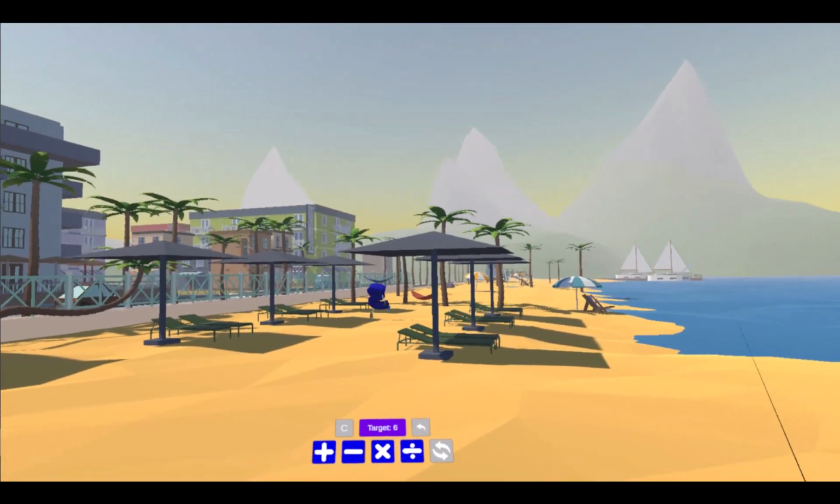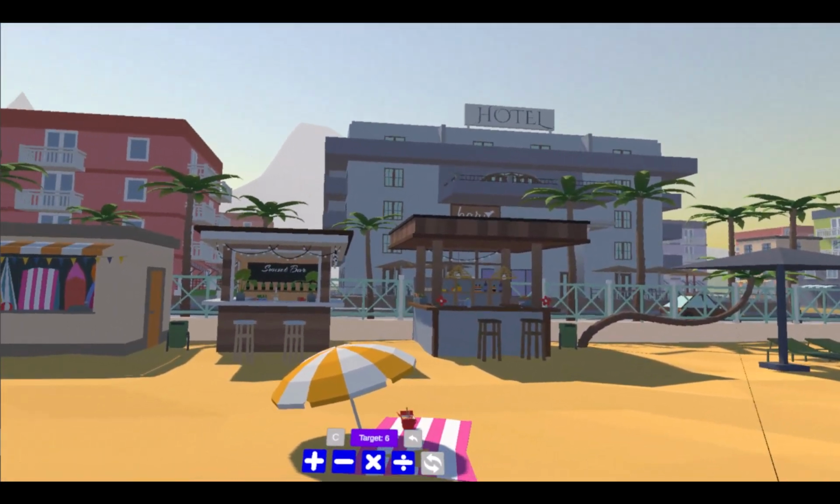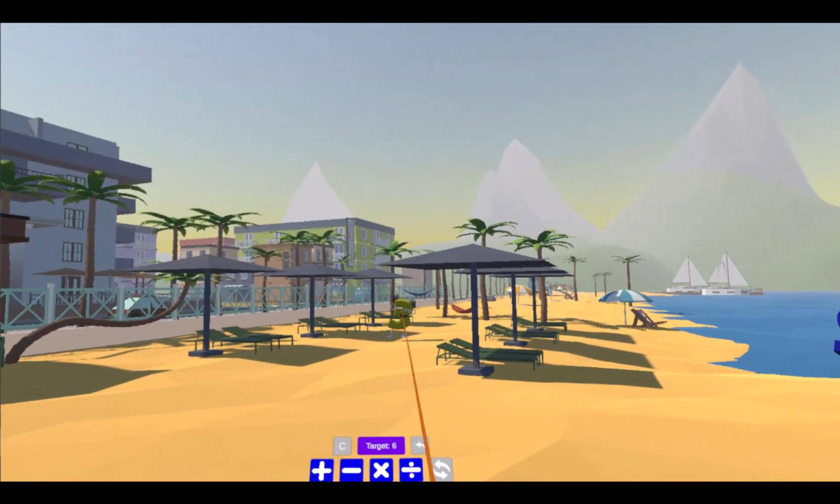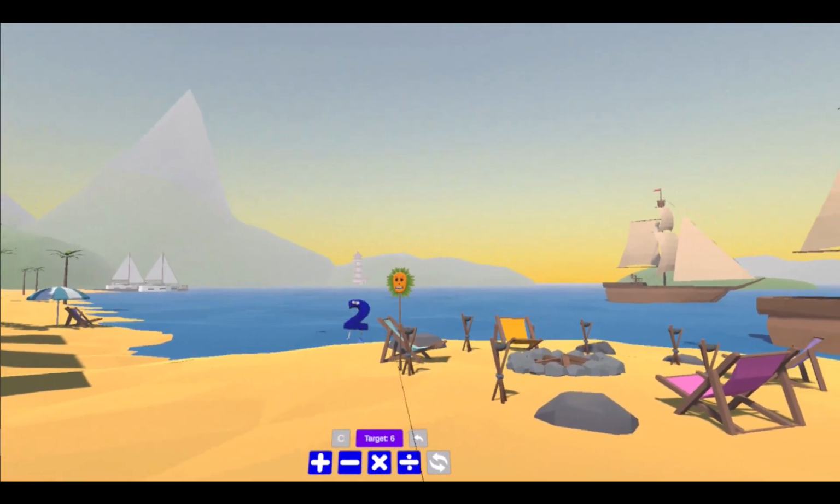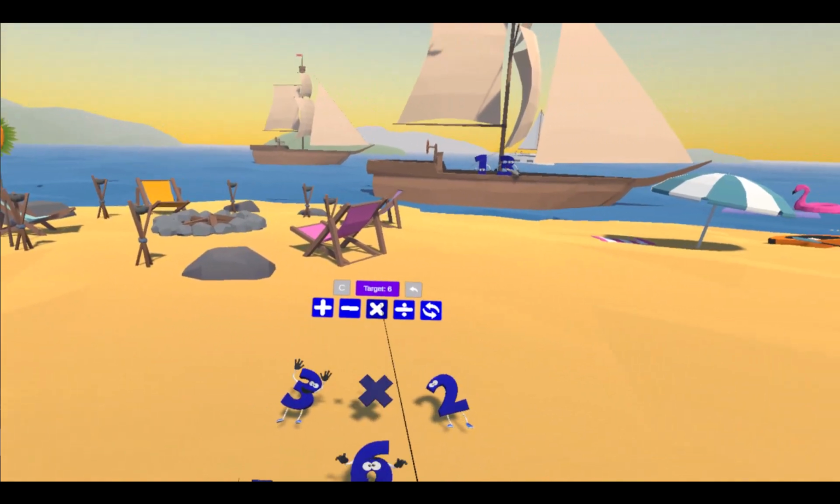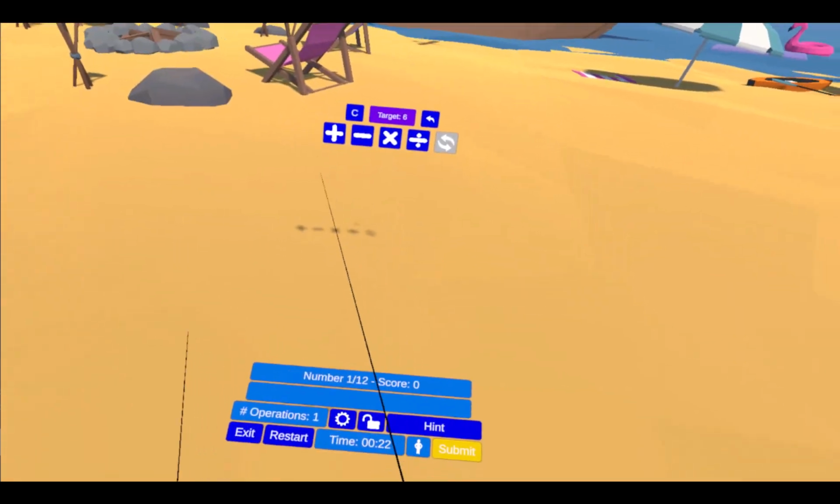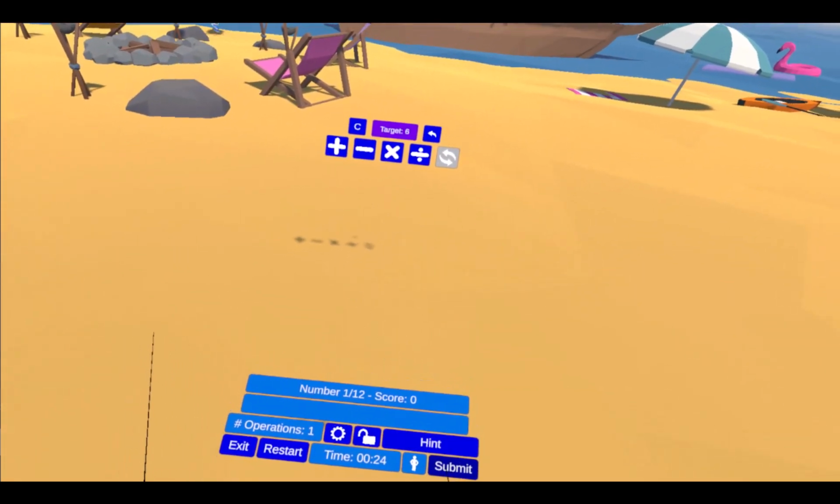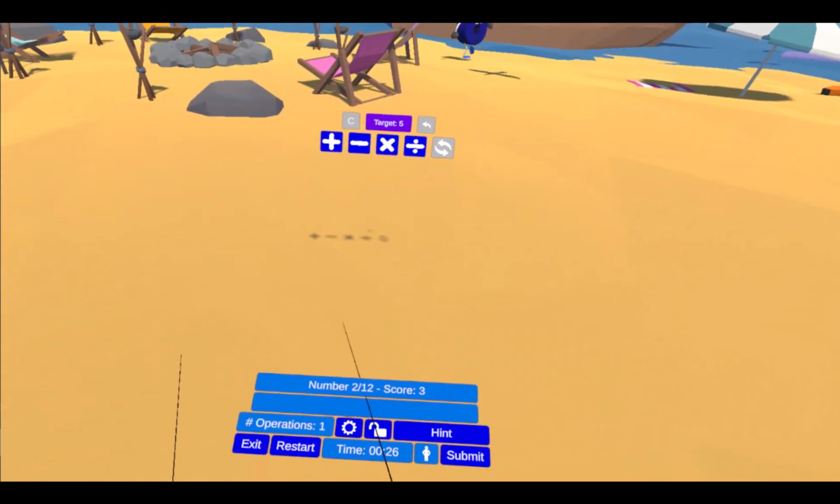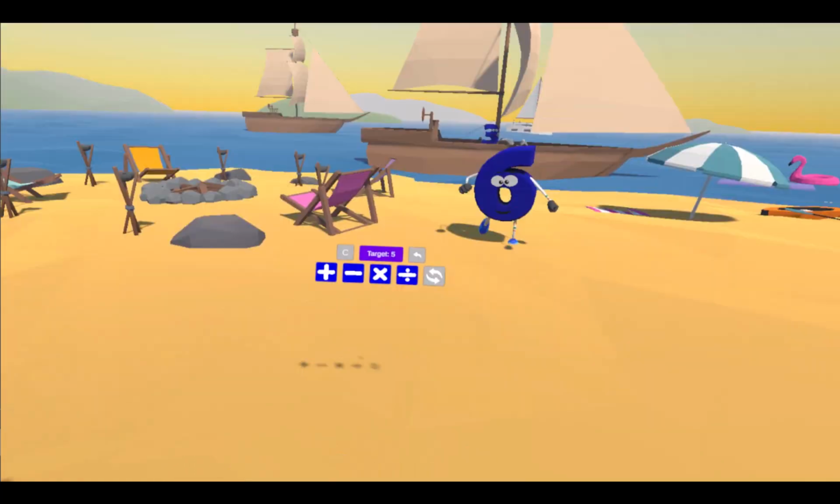So I can have a look at it, look around me, and again, because this is standard, it's 360. So there's a 3, and there's a 2, and I can see it's a multiplication. And then there's a valid answer in the scene, so I can go submit, and I've got my first answer.